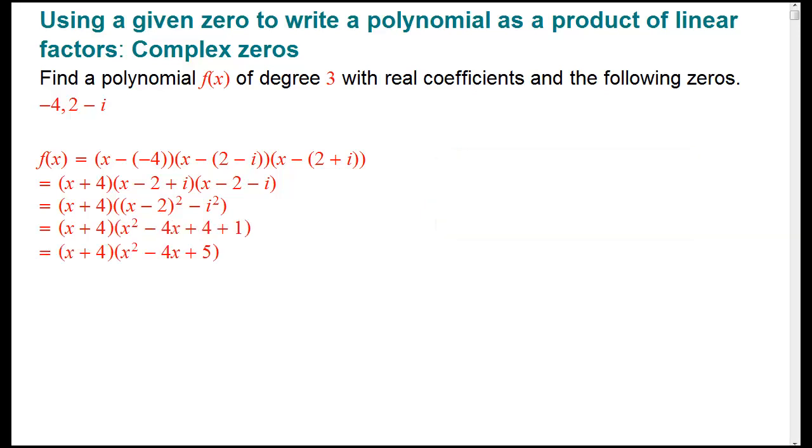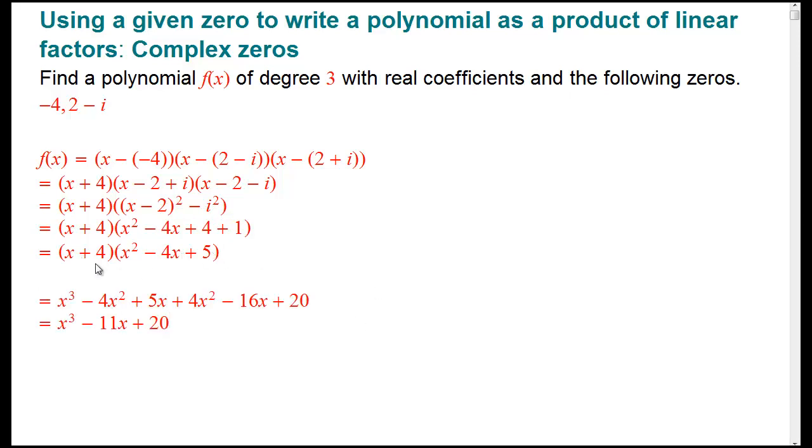So assuming you've come back and multiplied it out, we know that x minus 2 bracket squared will give you x squared minus 4x plus 4. i squared is negative 1, so that'll make it a plus 1. So we have this polynomial. Now multiply term by term and see what we got.